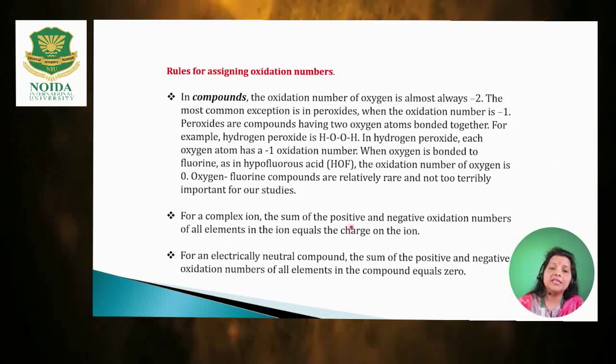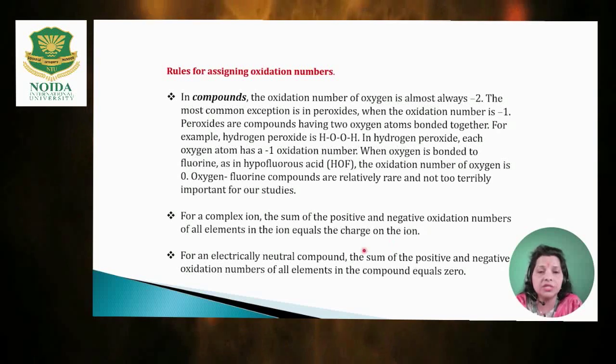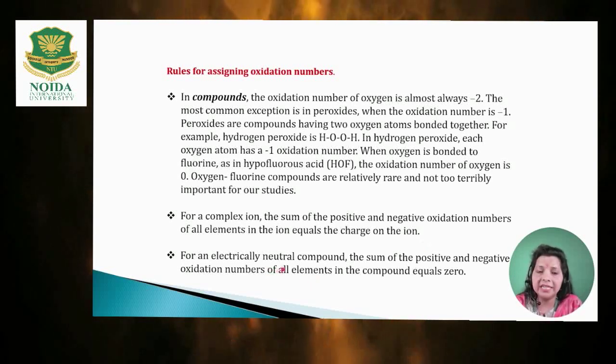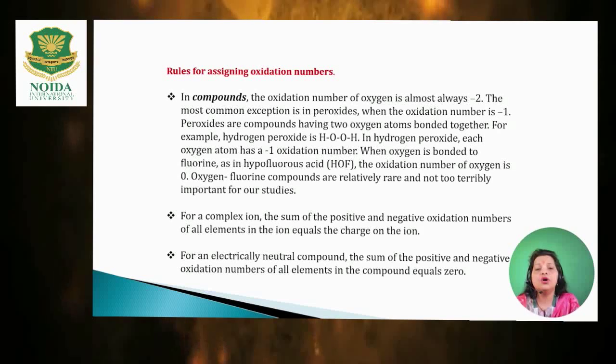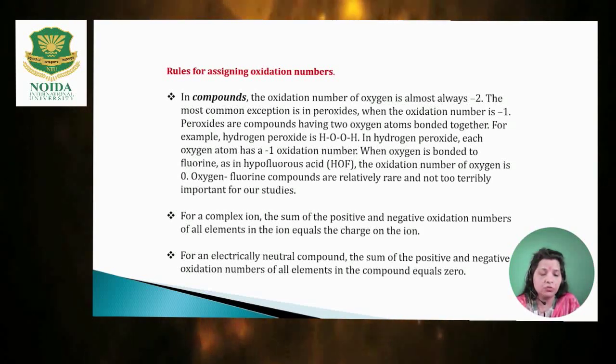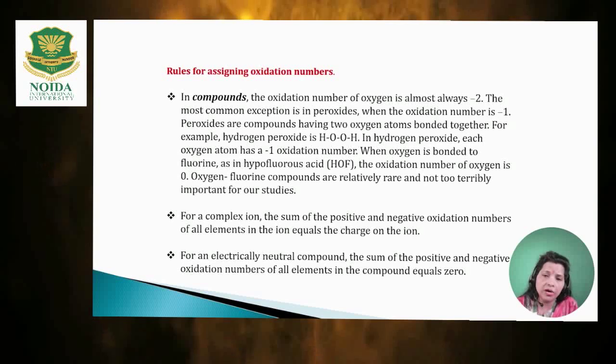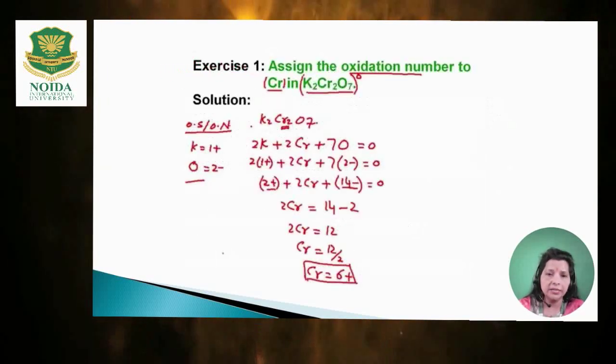For a complex ion, the sum of the positive and negative oxidation numbers of all elements in an ion is equal to the charge on the ion, right? For an electrically neutral compound, the sum of the positive and negative oxidation numbers of all elements in the compound equals 0. So you can easily understand how to do the calculation of the oxidation number.